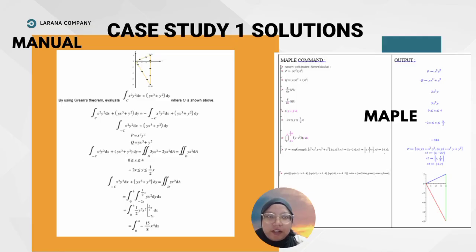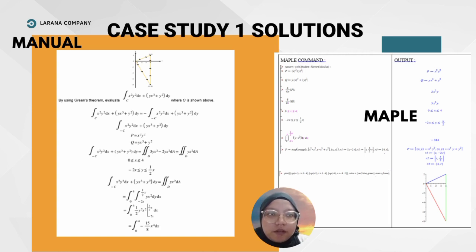So just now we stated that the problem statement is, by using Green's theorem, evaluate the integral over C of x squared y squared dx plus (y x cubed plus y squared) dy. As it stated that C is oriented counterclockwise, we let the equation become the negative equation, and then we let P equal x squared y squared, and Q equal y x cubed plus y squared.